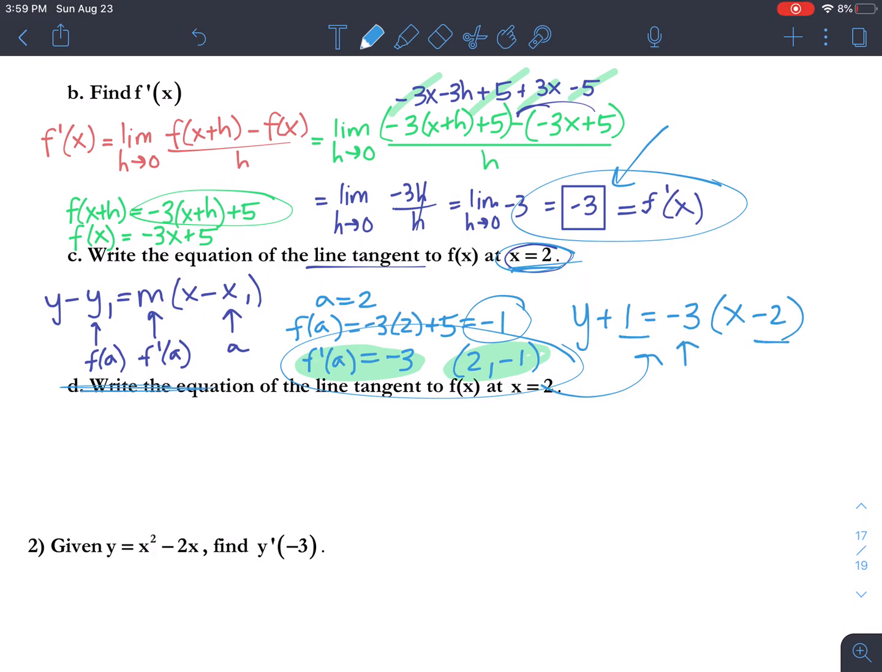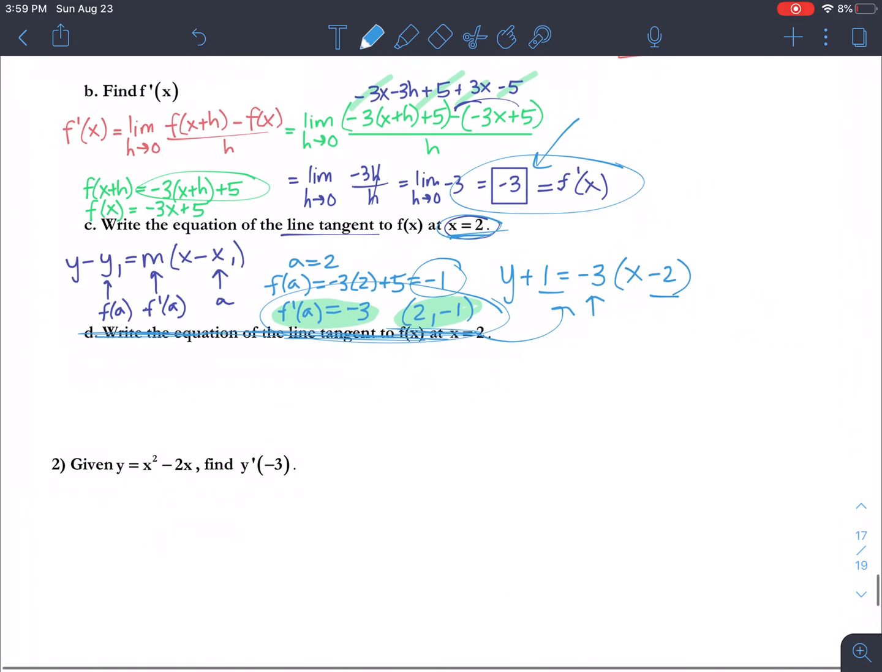All right, part D is a repeat. Yay, it says the same thing, so we're skipping that. Okay, we're just going to try number 2, and then I think we're going to wrap it up here with just talking about the end of this derivatives unit, what we're going to finish in class, etc. So take a look at number 2.